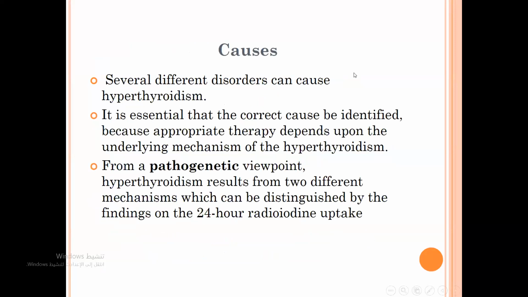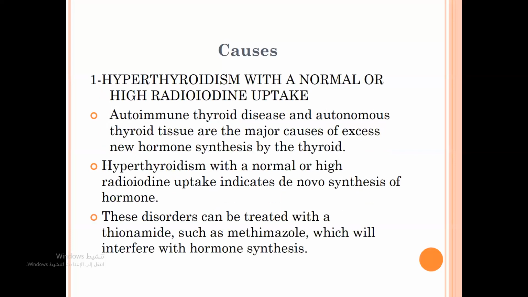Several causes, as you see here, several different disorders can cause hyperthyroidism. It is essential that the correct cause be identified because appropriate therapy depends upon the underlying mechanism of hyperthyroidism. From a pathogenic viewpoint, hyperthyroidism results from two different mechanisms which can be distinguished by finding of 24-hour radioiodine uptake.